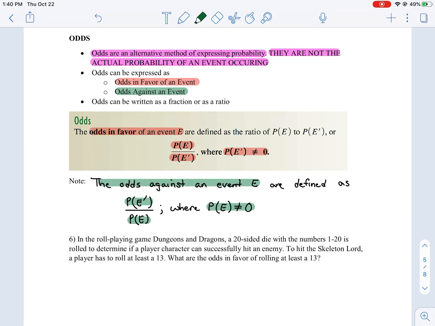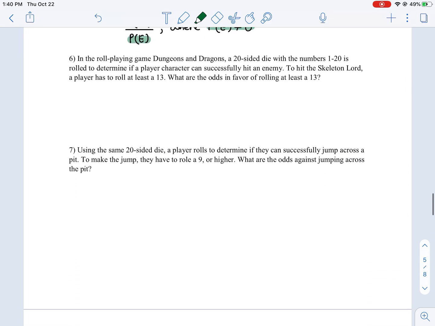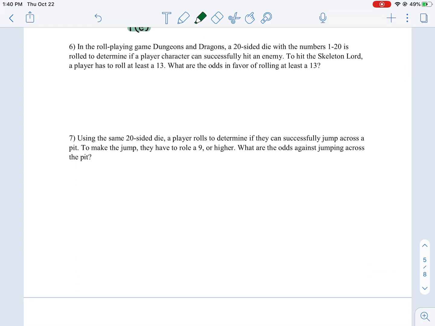All right, so let's take a look at an example. In the role-playing game Dungeons & Dragons, a 20-sided die with the numbers 1 through 20 is rolled to determine if a player character can successfully hit an enemy. To hit the Skeleton Lord, a player has to roll at least a 13. What are the odds in favor of rolling at least a 13?